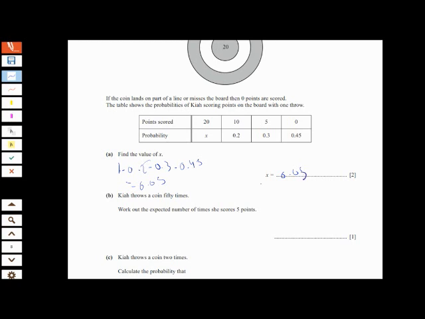And now, Kia throws a coin 50 times. Work out the expected number of times she scores 5 points. So 5 points has probability 0.3, so 0.3 times 50 equals 15.